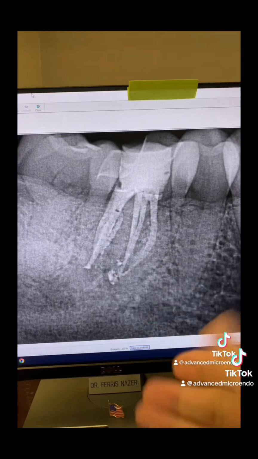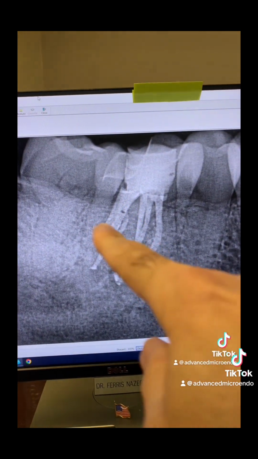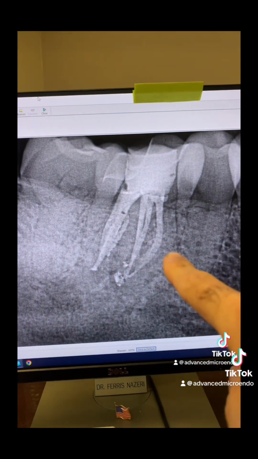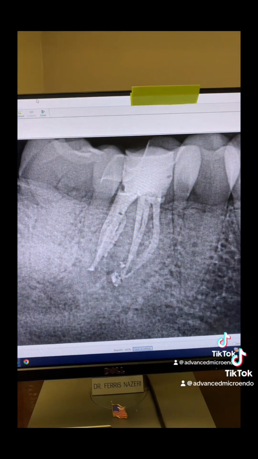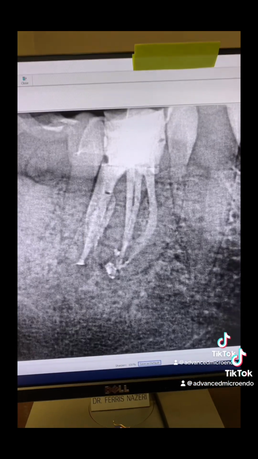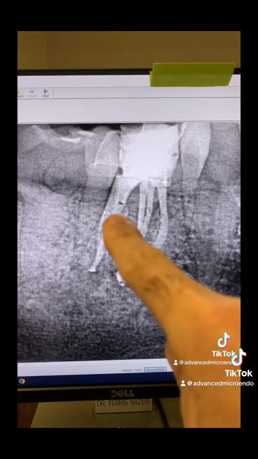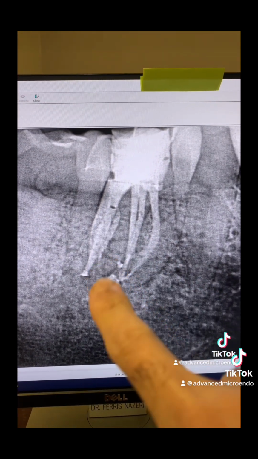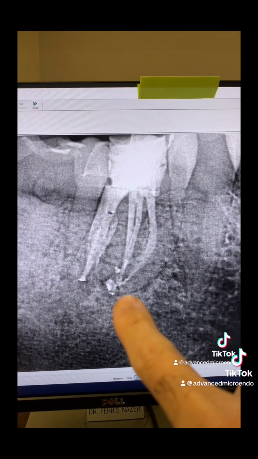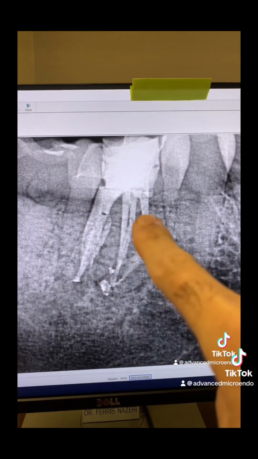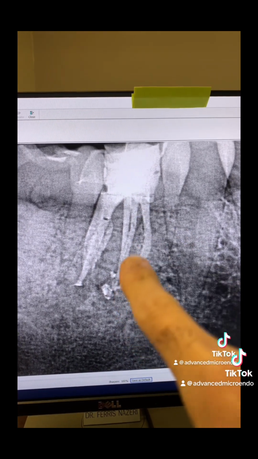But here it is, 6 canals, 3 on the mesial and 3 on the distal. And this is another angulation. Again, you can see the 3 mesial canals, 3 distal canals, and look at all of these laterals that we were able to pick up, and anastomosis between the canals.